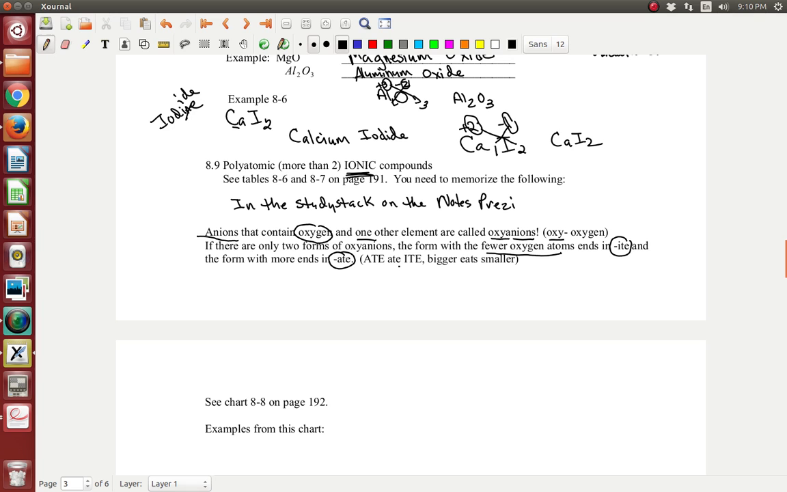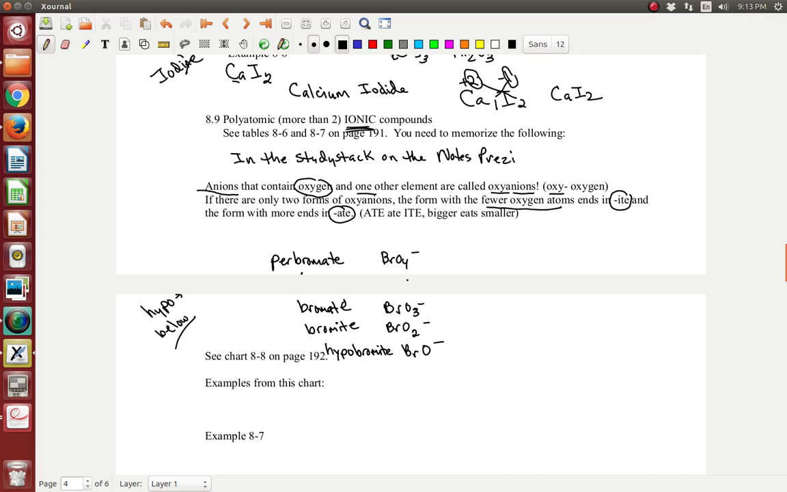So, an example. Let me get a couple examples from the chart that I want you to memorize. Okay, here I went and wrote some down. Let me change the color real quick. What we have here is the bromate and the bromite. This is an oxyanion. It has oxygen in it and it's negative. Remember ate, ate, ite, that means ate has more oxygens than ite. The ate has 3 and the ite has 2.